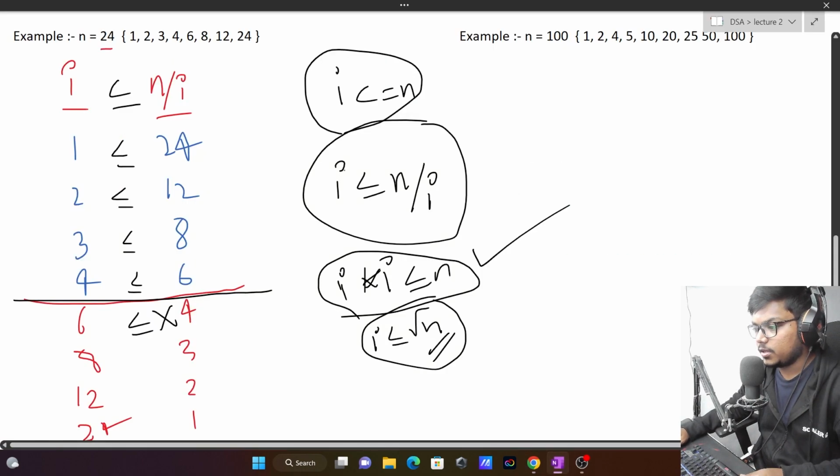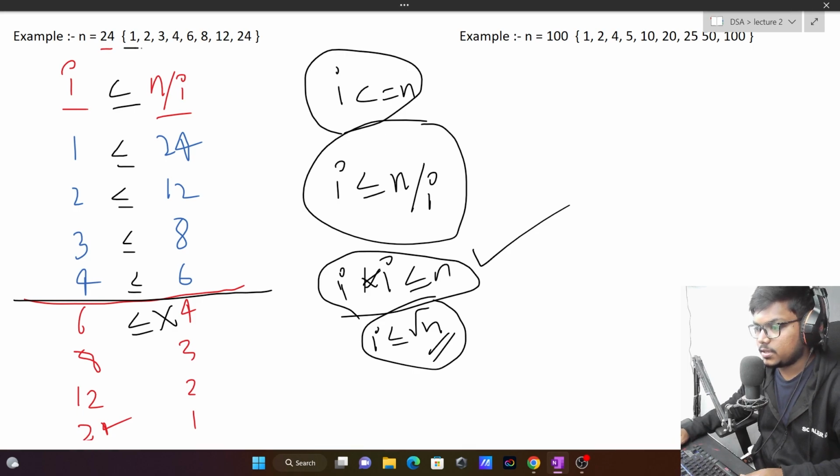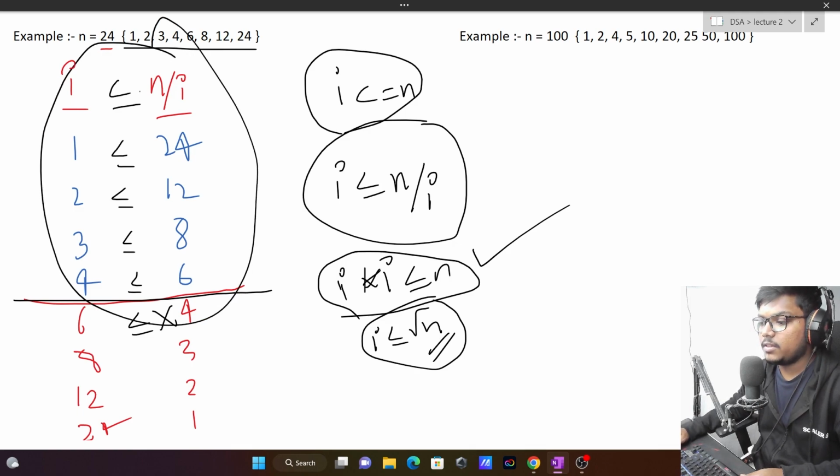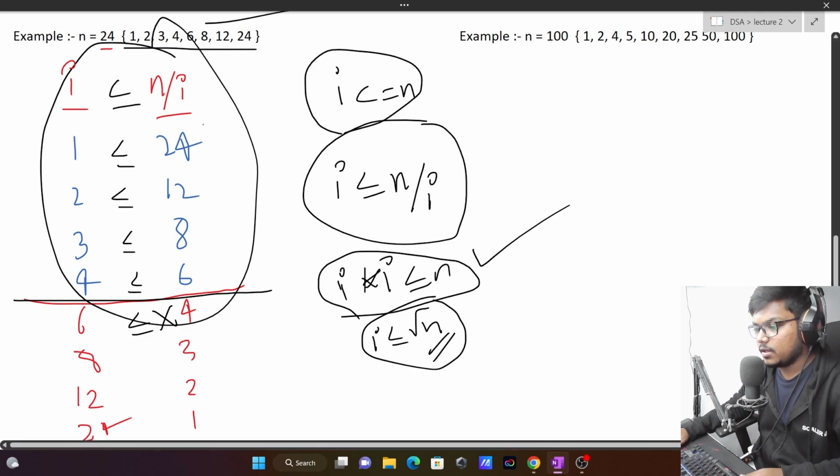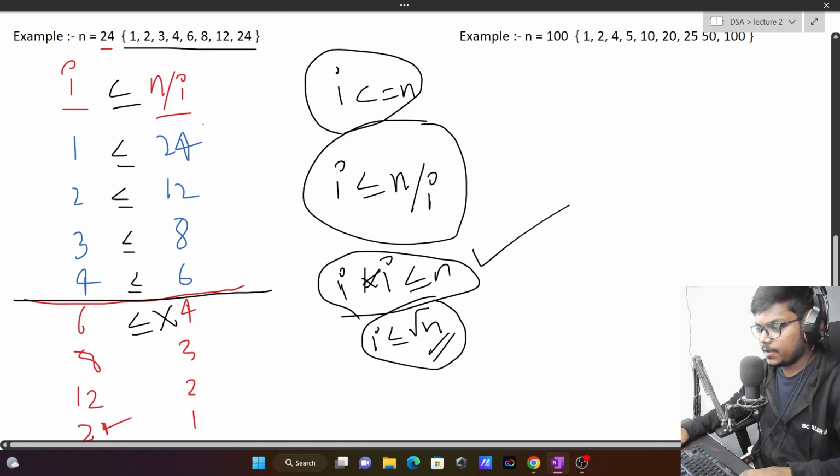The condition over here is right for every value. The factors are here, the condition is also right. What are the factors of 24? 1, 2, 3, 4, 6, 8, 12, 24, right? But when we are doing it like this, still we are getting the factors, right? 1, 2, 3, 4, 6, 8, 12, 24. So basically this approach is right.